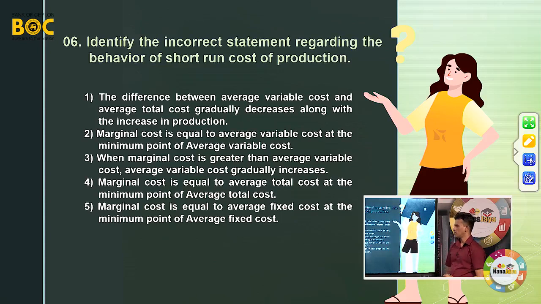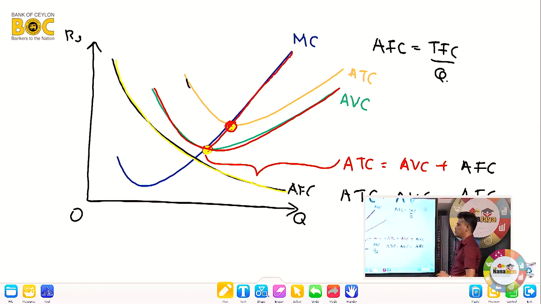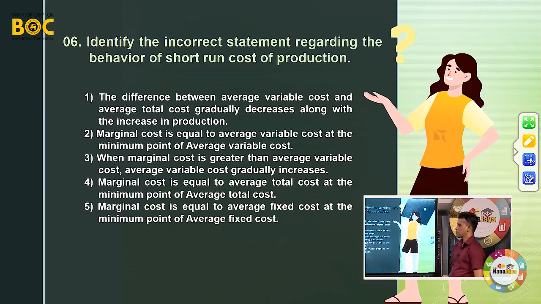Last one: marginal cost is equal to the average fixed cost at the minimum point of the average fixed cost. That is wrong. Why? If you go back to the diagram we drew, there is no such minimum point of the average fixed cost. The average fixed cost is continuously decreasing. Even after MC and AFC intersect with each other, AFC is going further down. Therefore, we cannot say that the marginal cost is equal to the average fixed cost at the minimum point of the average fixed cost.